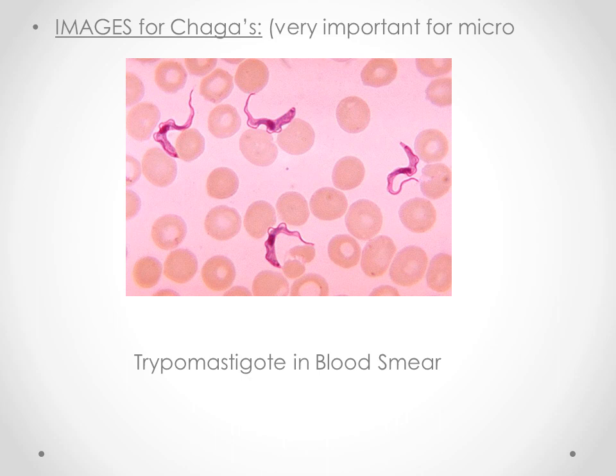The first image is what you saw in the question. I'm not going to go over this again. It is trypomastigote in blood smear. You can see the flagella, right? There's a line which is curved on each one of these four Trypanosoma cruzi. So this is the flagellated form. And what did I say? Flagellated form is to move around in the blood. So this is the flagellated form, trypomastigote.